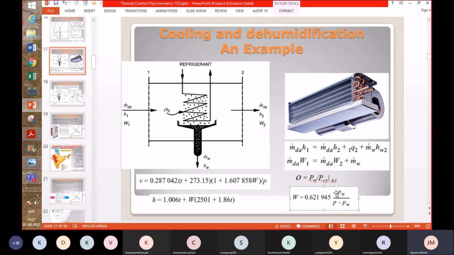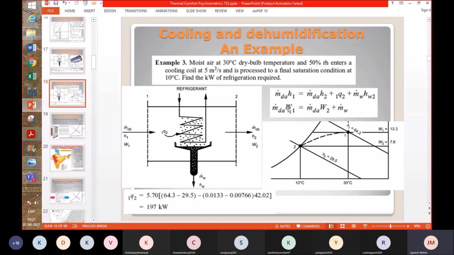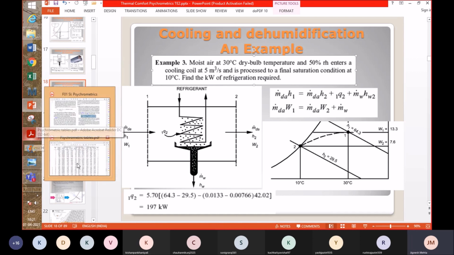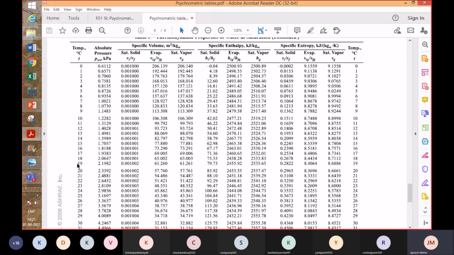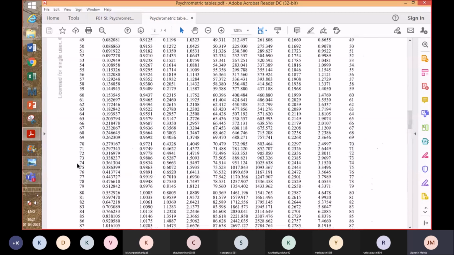So using these values, you get the value of W. The humidity ratio at the inlet can be found like this. So you got W1. Now what about W2? It is much easier to get W2 because it is given that at the outlet it is 10 degrees Celsius saturated. So you can directly get it from the psychrometric tables. It is nothing but WS at 10 degrees Celsius.